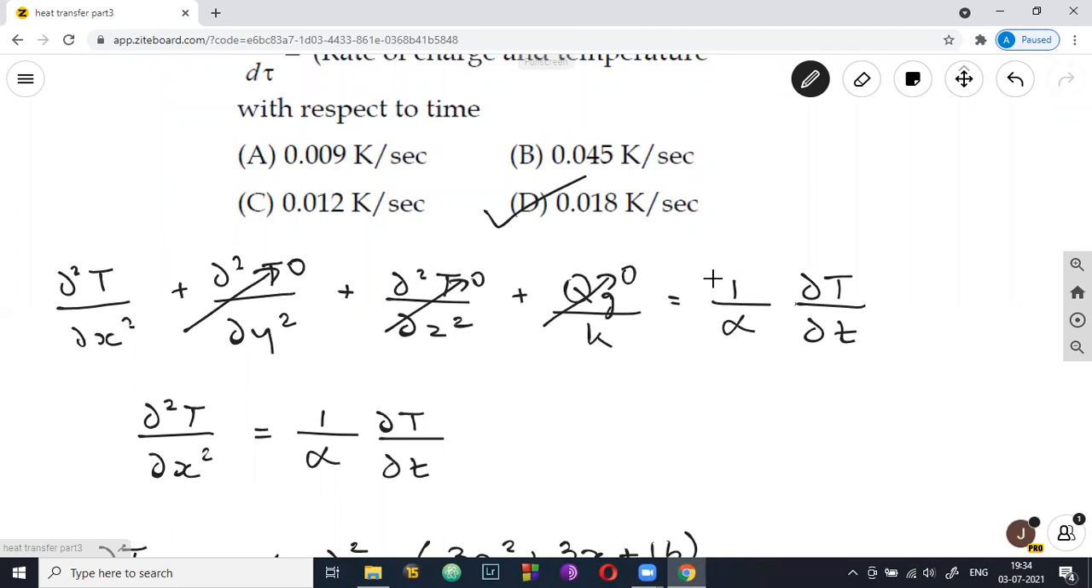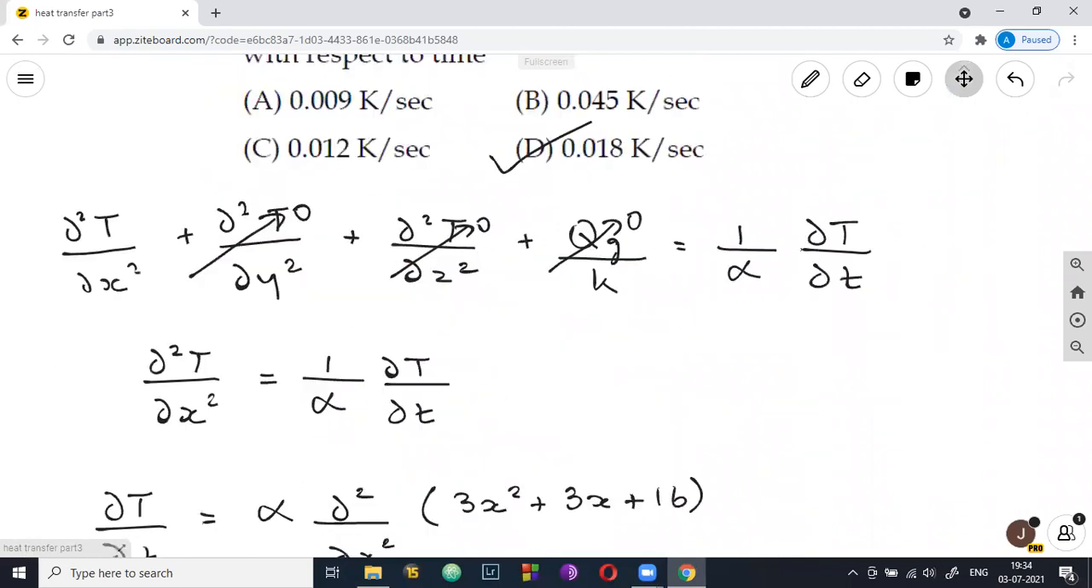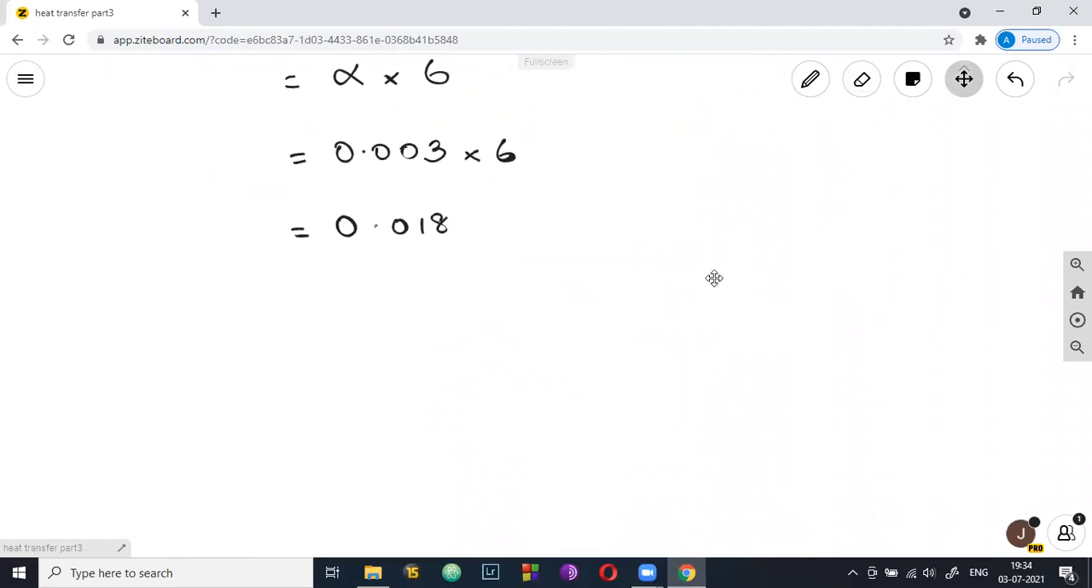Got the logic here? Got the answer? Yes, sir. Okay. So this is the answer of your question number, I think 50. Yeah, 50. Now let's jump to the next question.